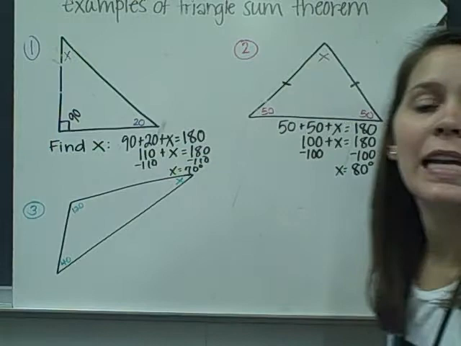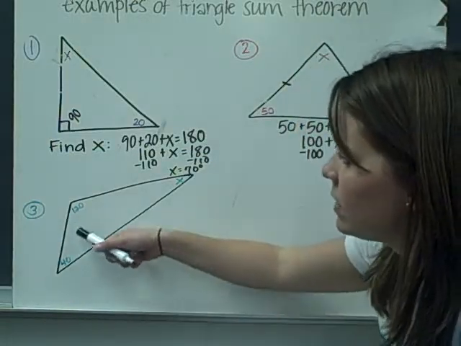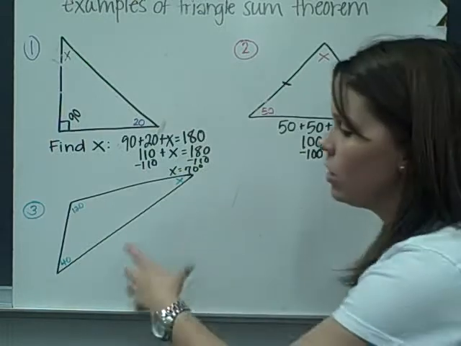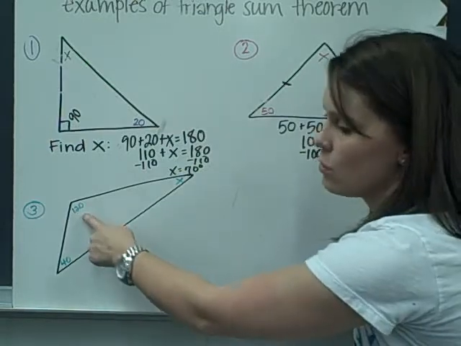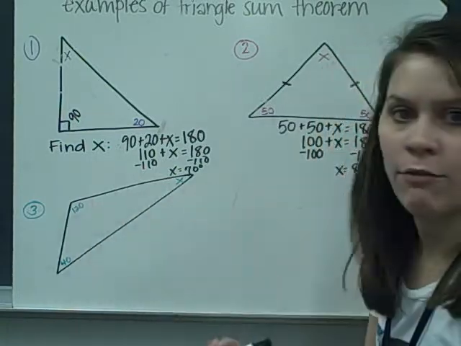Here we have a scalene triangle. All three sides are different lengths. And it's also an obtuse triangle, because one of our angles is greater than 90 degrees. So we have 2, we need to find the third.